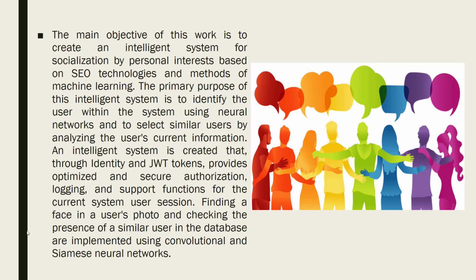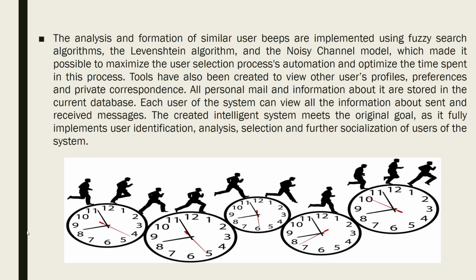Finding a face in a user photo and checking the presence of a similar user in the database are implemented using convolutional and Siamese neural networks. The analysis and formation of similar users are implemented using fuzzy search algorithms, the Levenshtein algorithm, and the noisy channel model, which made it possible to maximize the user selection process optimization and optimize the time spent in this process.